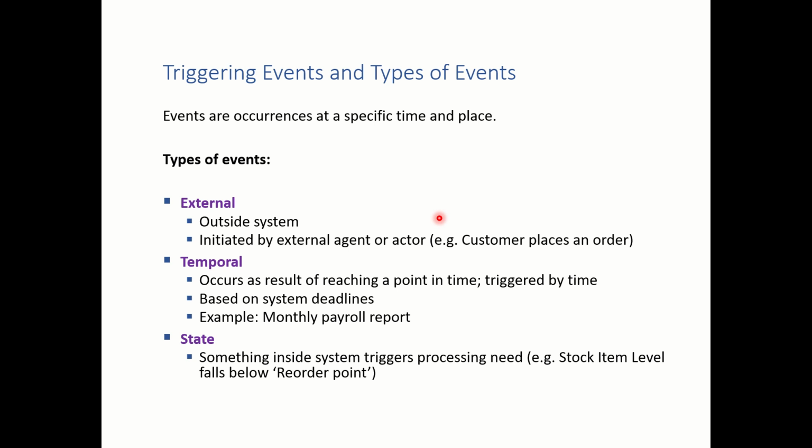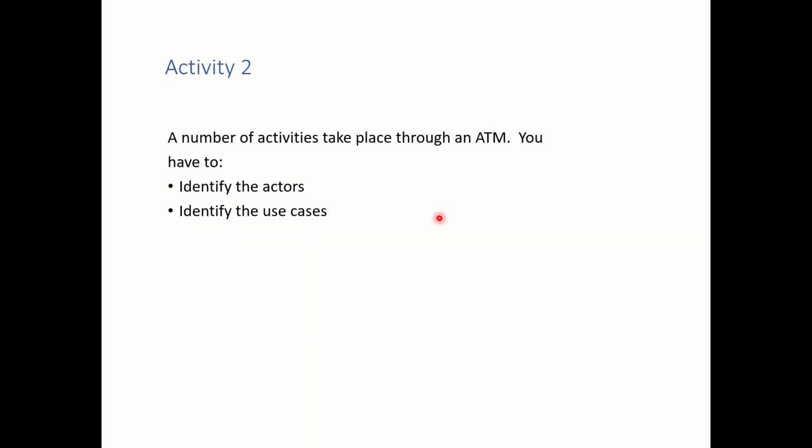Then temporal is something based on time, right? Say I have timely deadlines, like I need to create the monthly report by the 30th of every month. So it's a temporal one. It's based on time. And state is something inside the system that triggers, like the stock level falls below the reorder point, or say the item is out of stock. So you have already created another use case for this one. So one use case is dependent on another one, right? That is also possible, right? So these are the different ways that you can trigger a use case event.